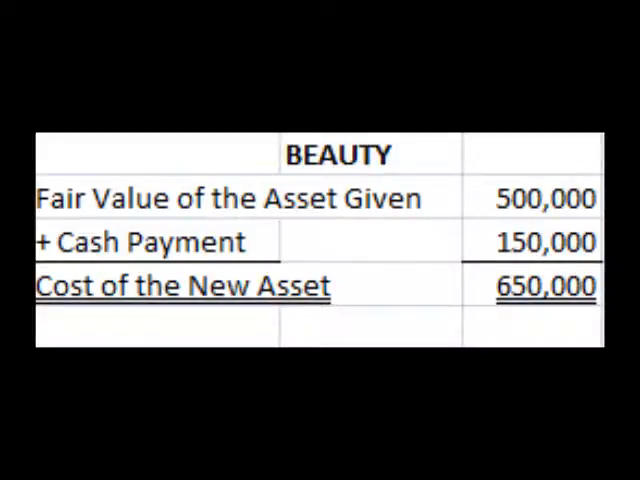Using the formula given by the standard, the cost of the new asset acquired by Beauty is equal to the fair value of the asset given, which is 500,000 pesos, plus ang cash payment na iyang gibayad ka Beast nga 150,000 pesos, amounting to 650,000 pesos as the cost of the new asset nga nadawat ni Beauty.